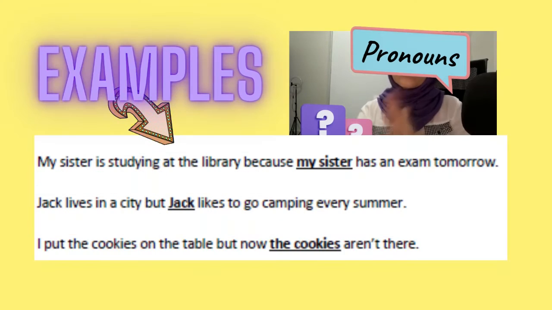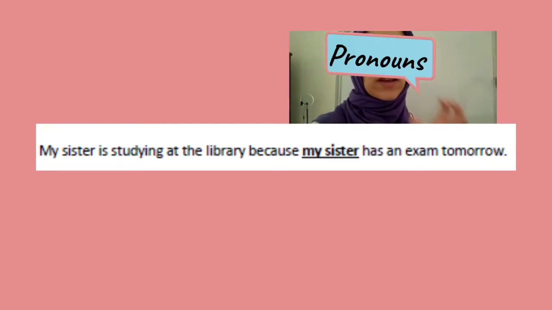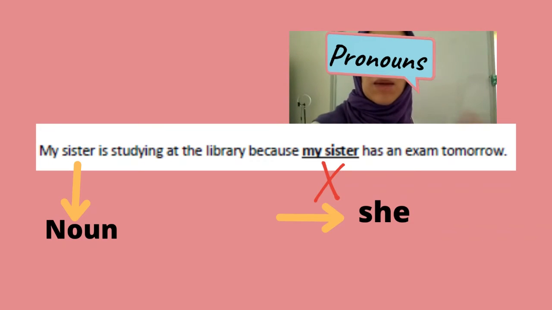So now I'm going to show you some examples related to each pronoun to help you understand the idea much better and why do we need to replace the proper nouns with pronouns. Okay, so let's move on. Sentence number 1. My sister is studying at the library because my sister has an exam tomorrow. We find the word my sister. So in this case, what we need to do is that cancel the second word and add she. So in this case, we can say my sister is studying at the library because she has an exam tomorrow.